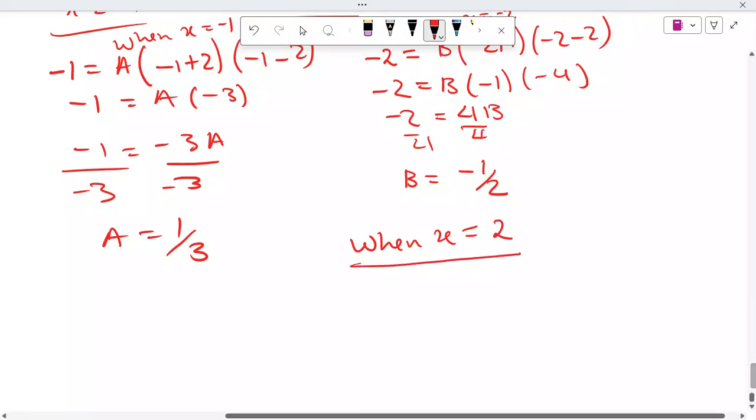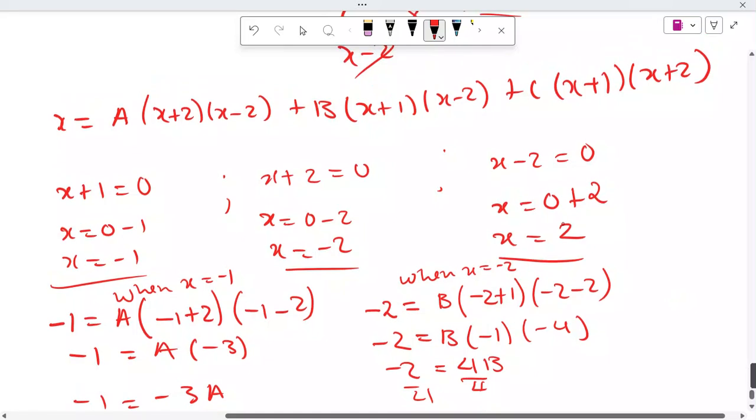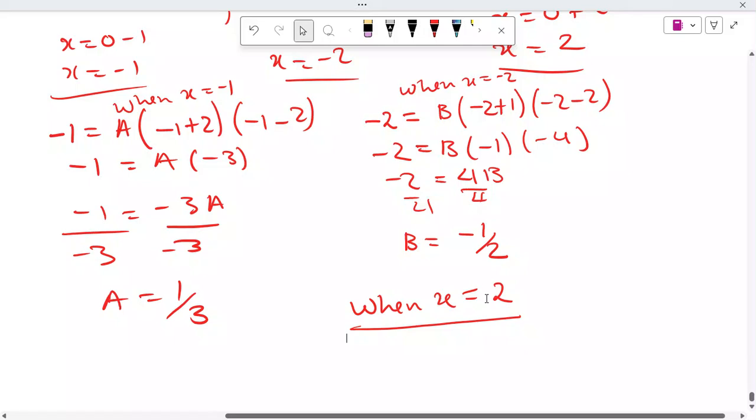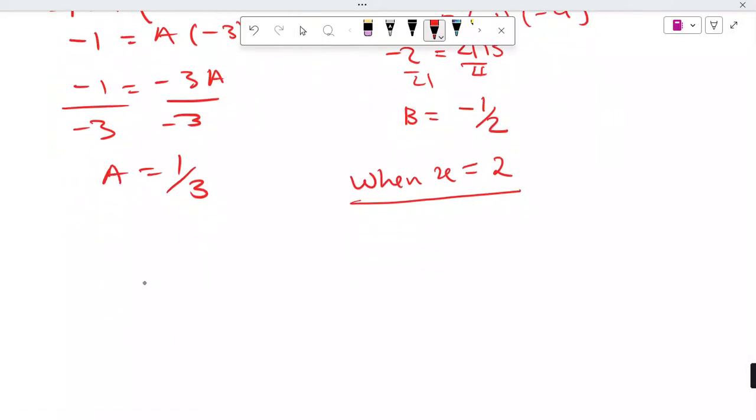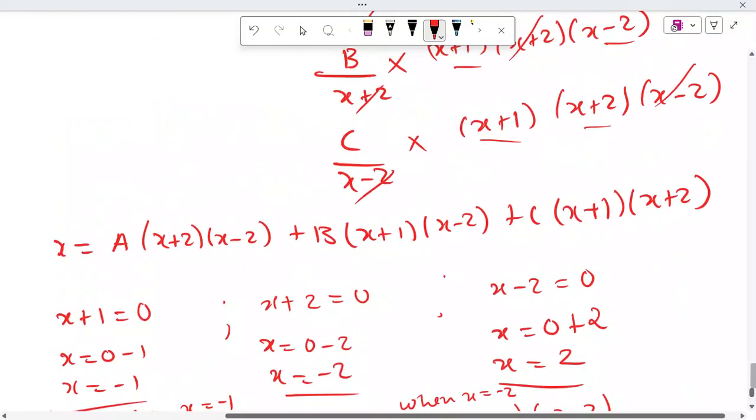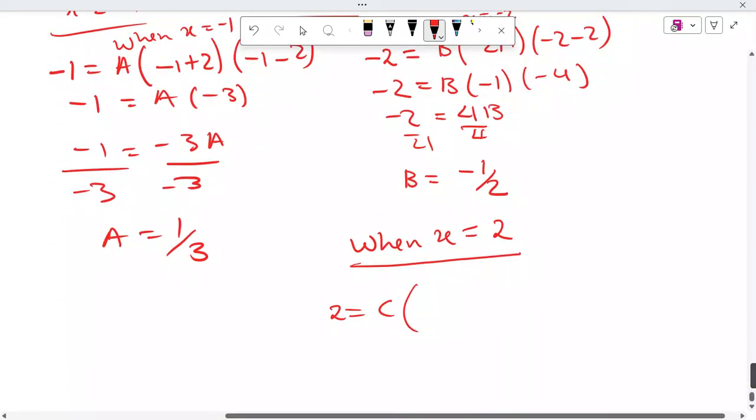So let's go back to our equation. For us to get x equals 2, we use the x minus 2. So let's see which one has x minus 2. This one is 0. This one also has x minus 2 is 0. So we won't remain with the C. Then we substitute x equals 2. So we'll have 2 equal to C. C is x plus 1, so 2 plus 1.